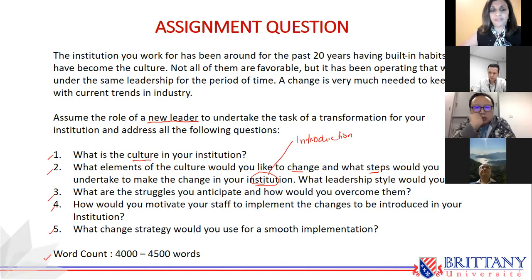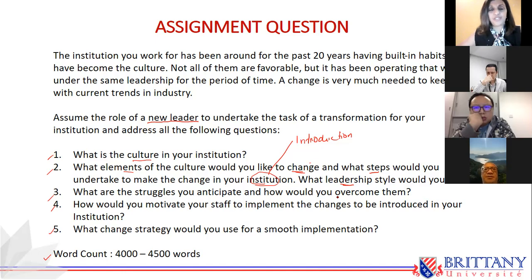What leadership style would you use? Now, there are three parts to this. First of all, what are the elements? And then what do you want to change and what leadership? So the change and the steps are one. What leadership style? The third question is, what are the struggles you anticipate and how would you overcome them? To introduce change, I would say, is a very difficult task. Because we are so used to the way we have been doing things for 20 years. And now there's a change.